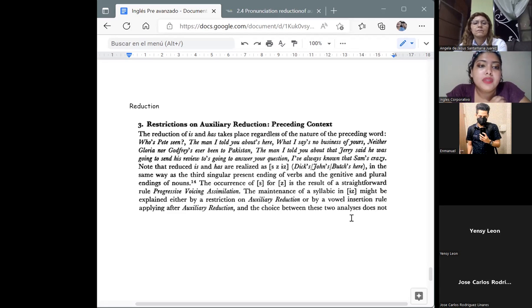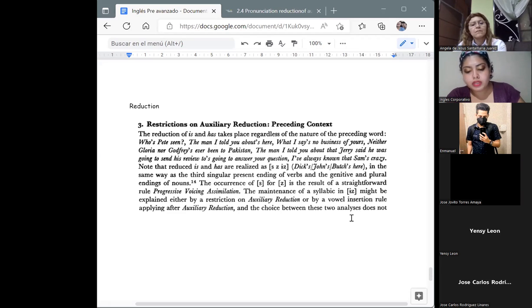And it continues saying, know that reduced is and has are realized as, and we have some specification in which cases we're going to make their reduction. In the same way as the third singular present ending of verbs and the genitive and plural endings of nouns, the occurrence of S or Z is the result of a straightforward regressive voicing assimilation. The maintenance of a syllabic in is might be explained either by a restriction on auxiliary reduction or by a vowel insertion rule applying after auxiliary reduction. And the choice between these two does not affect the discussion immediately following.